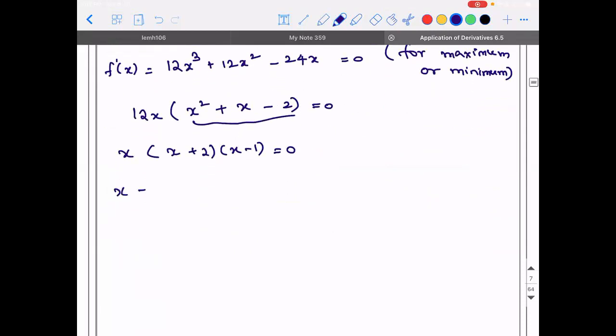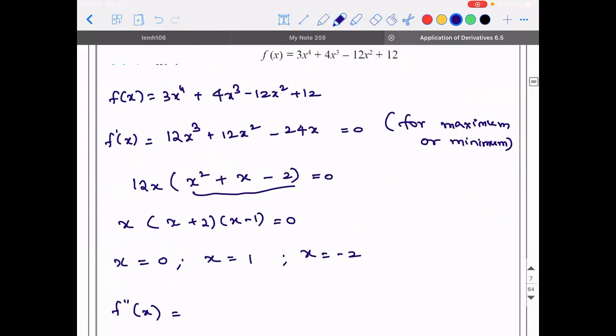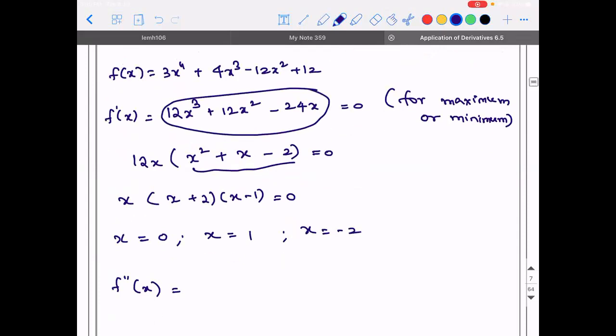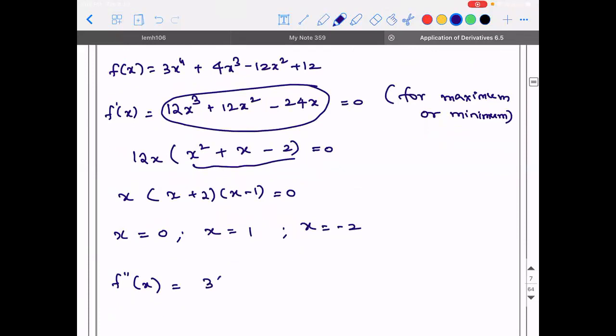So what are all the points you're going to get, guys? x is equal to 0, x is equal to 1, and x is equal to minus 2. So these are all the checkpoints at which we need to verify whether it is a point of maximum or minimum. So how to do that? For that, we will go with f double dash of x. See, for f double dash of x, use this one, okay? So what is f double dash of x? 36x square plus 24x minus 24.